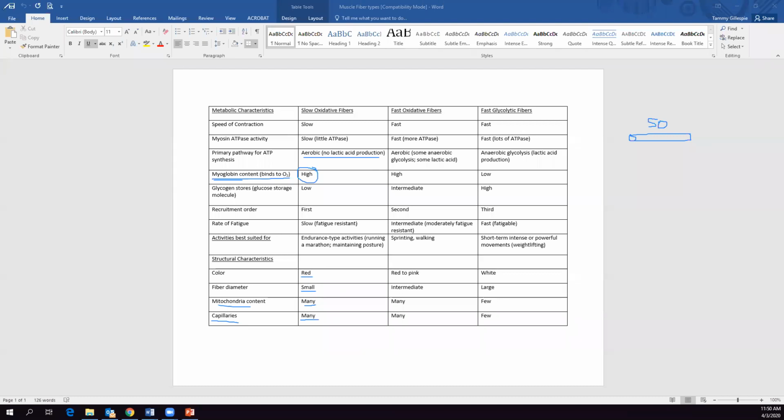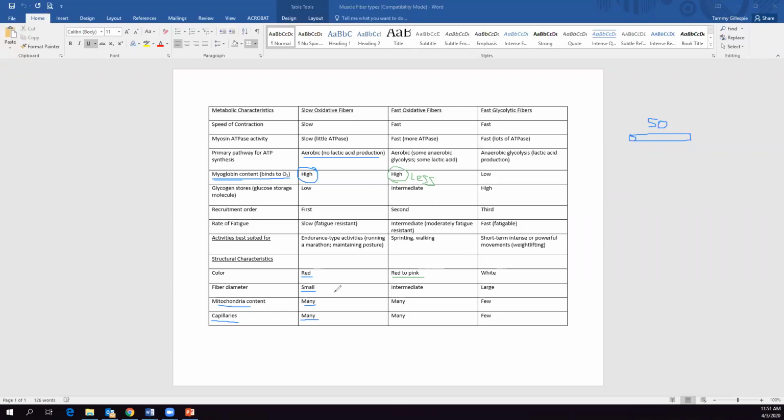All right, then if we go to the fast oxidative fibers, what color are they? Well, they're red to pink because they have just slightly less myoglobin in them than the slow oxidative fibers have. So they're going to be red to maybe a pink color, not quite as red as the other ones.